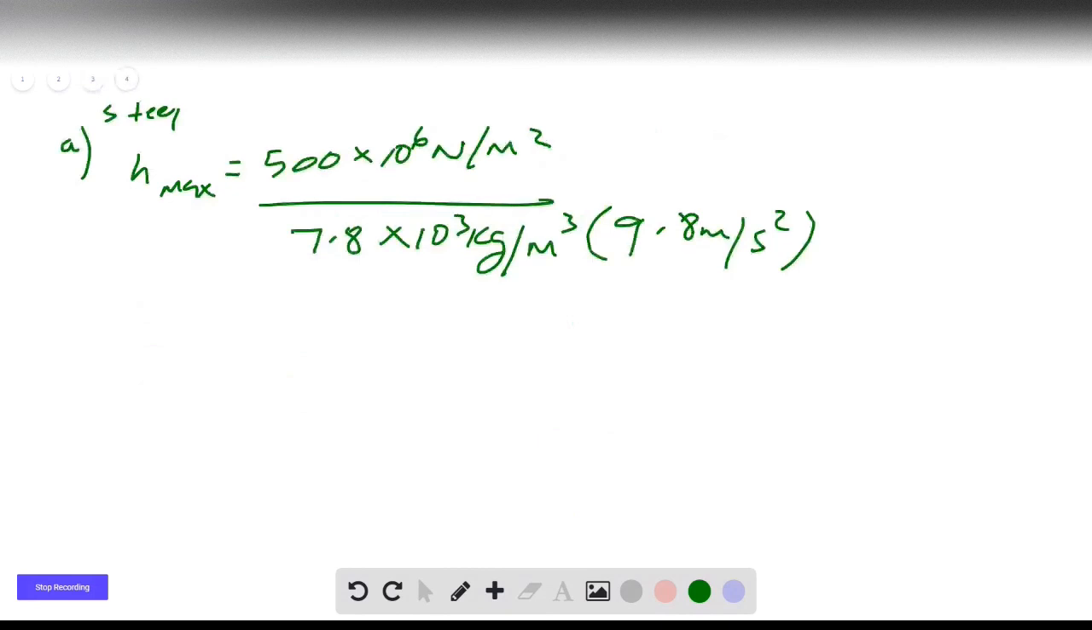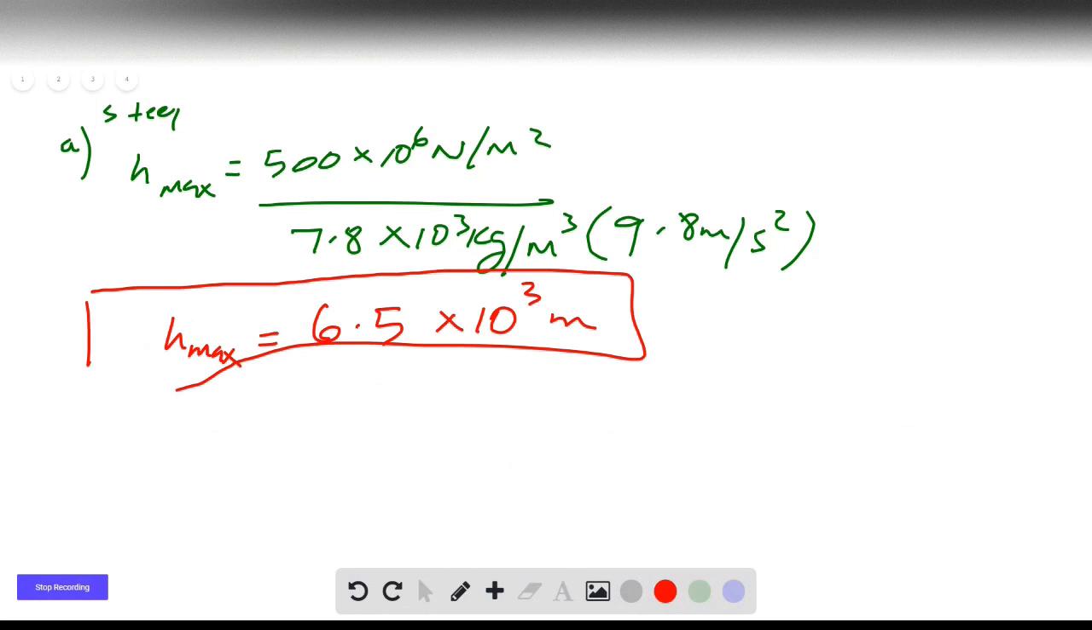And when we solve that, we get to see that the maximum height becomes equivalent to 6.5 times 10 to the 3 meters. That's the maximum height for steel before buckling. We could repeat the same process this time to solve the maximum height for granite. We should have called this steel, and then this is granite.